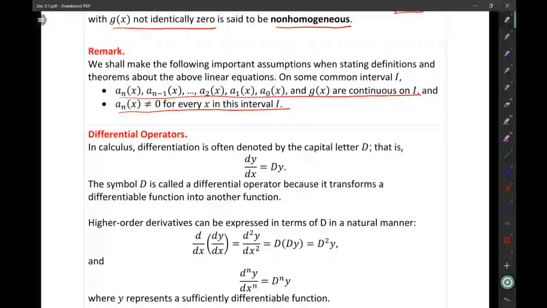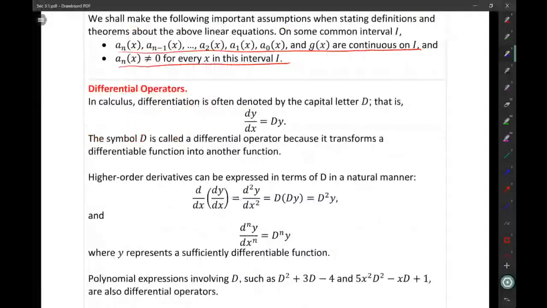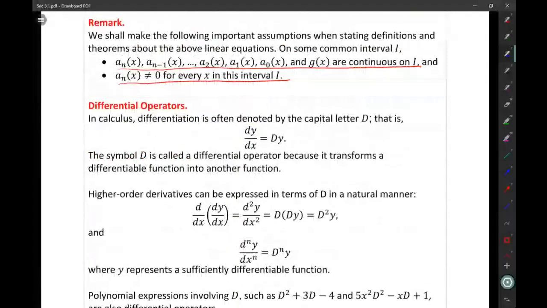Let's see the differential operator. What's the meaning of differential operator here? In calculus, differentiation is usually denoted by the capital letter D. That is, dy/dx means D of y, which implicitly means the derivative of y with respect to x.